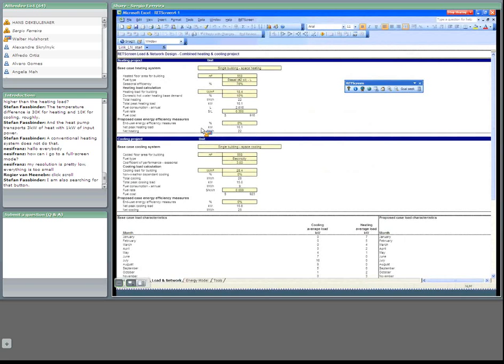We can opt for having additional energy efficiency measures, so we can increase the efficiency of our system. In this case, we will not use it to keep it simple, but be aware that you can adopt some extra energy efficiency measures to reduce the heat load of your shell. The same thing goes for the cooling project. You have the same area. The fuel type in this case is electricity, because you'll have an electrical air conditioning unit, the COP I mentioned before, and the cooling load.